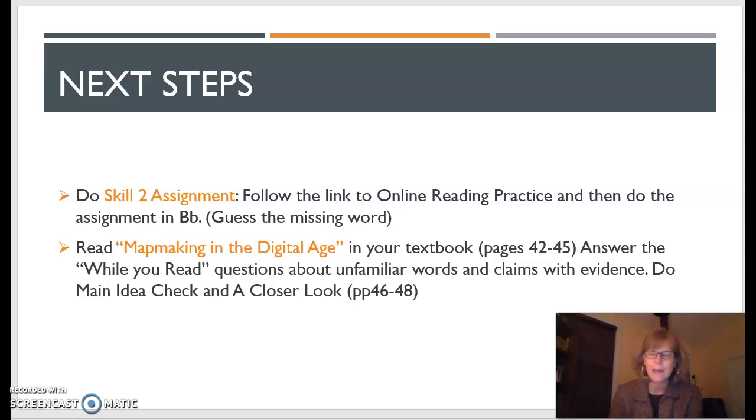But in addition, I have an assignment for you, skill number 2 assignment. And when you go into the folder, you will see that there's a link. And this link is going to take you to a website for some reading practice, some vocabulary practice. Practice where you have to guess what the missing word might be in order to finish a sentence or even a paragraph. So go ahead and click on that link, find out where it takes you, and get some more practice with managing unfamiliar words.